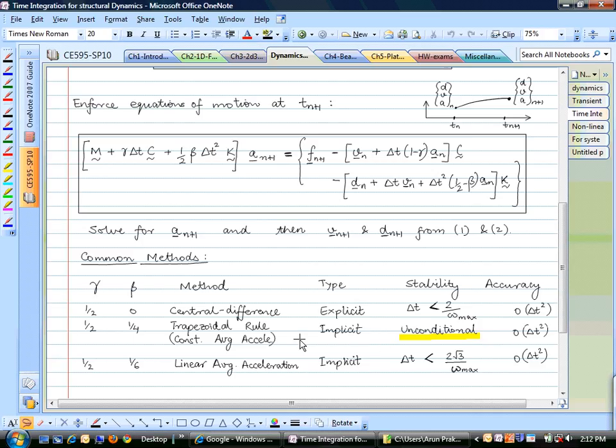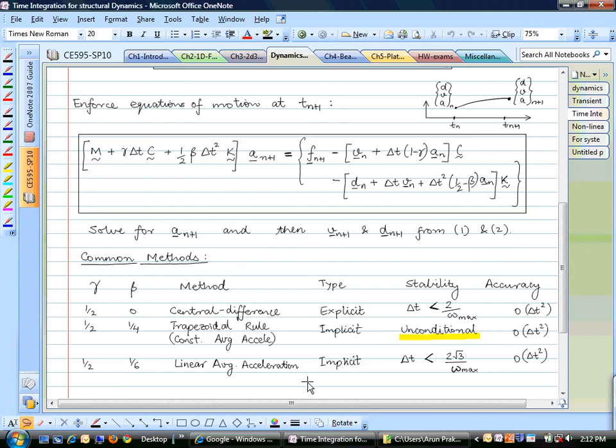And since this method is unconditionally stable for any time step you use, what this means is it doesn't matter how big a time step you choose here. This method will not give you an infinite solution. Obviously, if you use a very big time step, your accuracy may be very bad, but you will still be stable. Okay. And then there is this third type of method where you choose a different value of beta.